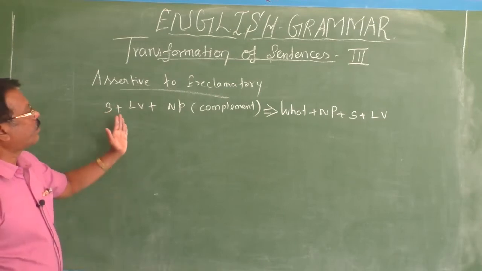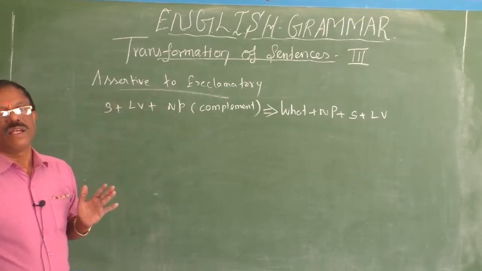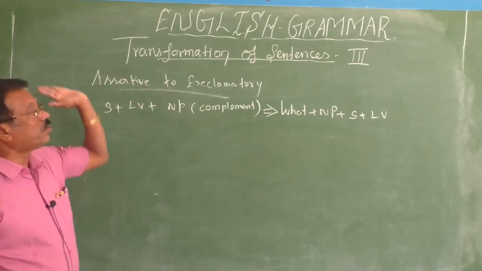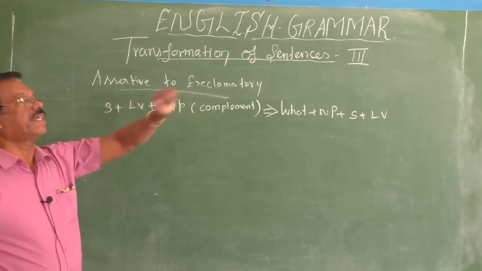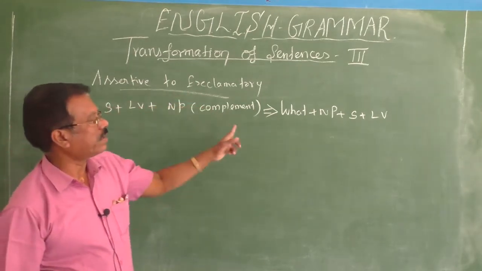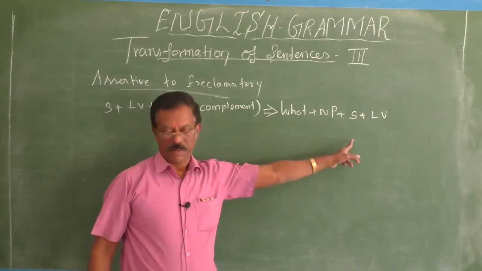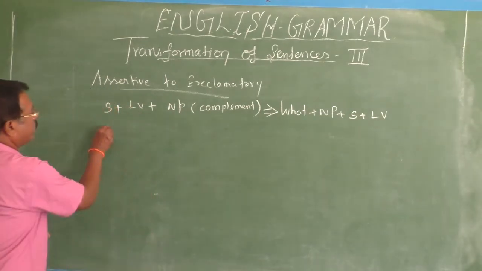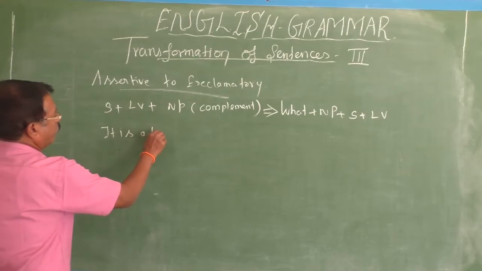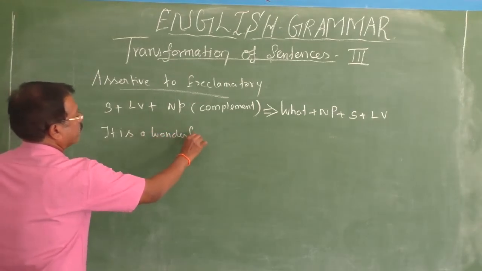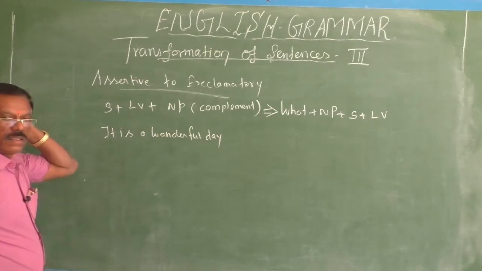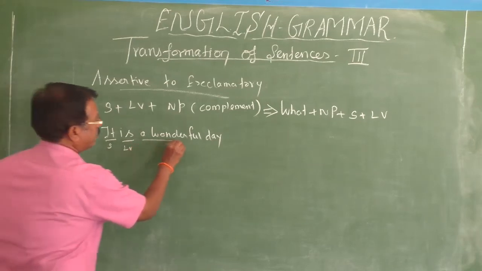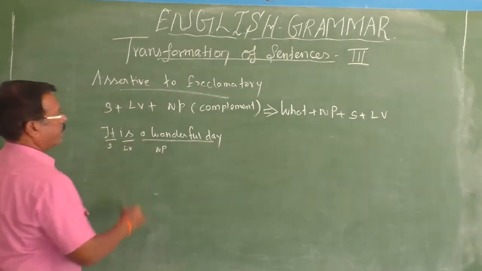You have to transform this affirmative sentence into an exclamatory sentence. Then you should know the structure of an exclamatory sentence. You have to change this affirmative sentence into an exclamatory sentence that has that structure. What is the structure? What, noun phrase plus subject plus linking verb. See, it is a wonderful day. It's a wonderful day. So it is the subject. This is the link verb. A wonderful day is a noun phrase that is a complement.